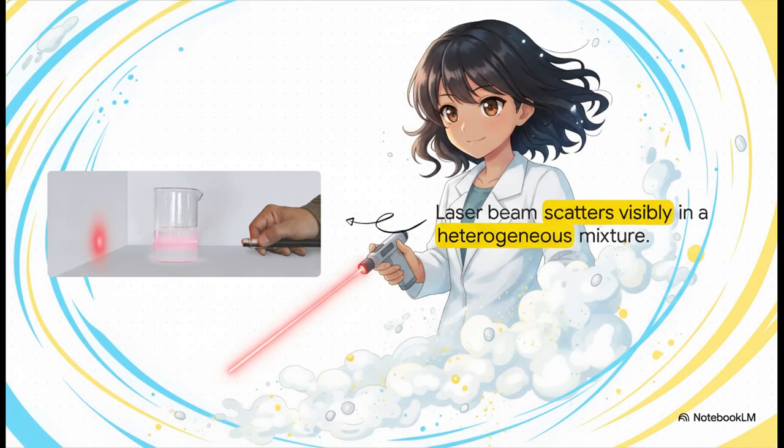But watch what happens when we switch things up. If we mix chalk powder into water, we get a heterogeneous mixture. The particles here are much larger, and they just sort of hang out, suspended in the liquid. As the laser passes through, these larger chalk particles actually scatter the light, suddenly making the entire path of the laser beam visible right through the water.